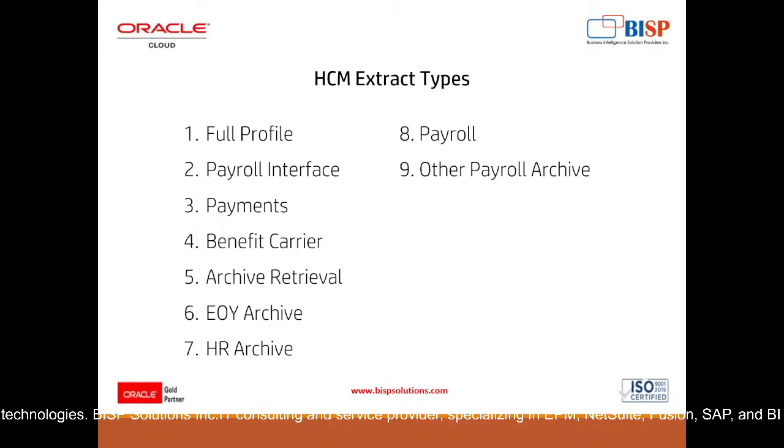The SCM extract types: the type of extract you select determines the purpose of the extract. It also determines the parameters that are automatically generated. For example, if you select the payroll interface extract type, then the application creates a changes only parameter as well as the other parameters. You can select the extract type on the extract definition page.